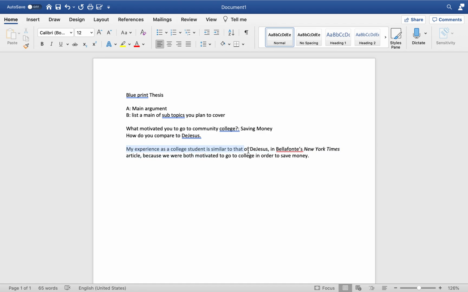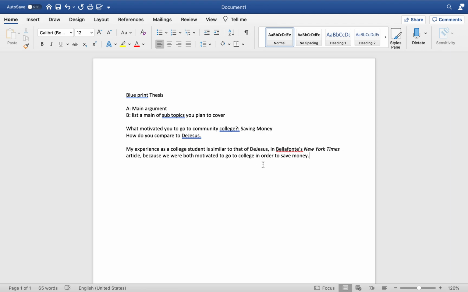This is a very simplistic thesis statement, but within this thesis, I understand that I'm going to talk about my particular community college experience, but I'm also going to talk about how it compares specifically to De Jesus from the Belafonte article. And I know as a reader that I'm going to be looking specifically at how saving money was a similar experience for both De Jesus and myself.